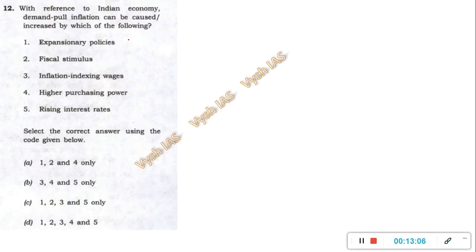Now this one, Indian economy, demand pull inflation. When coaching institutes see this kind of question, what they do is, okay, 1, 2, 3, 4, 5 is there, the answer is 1, 2, 3, 4, 5, and then they try to justify that it is correct. But that was a blunder way of doing it. It's not a science question where you go for 1, 2, 3, 4, 5.